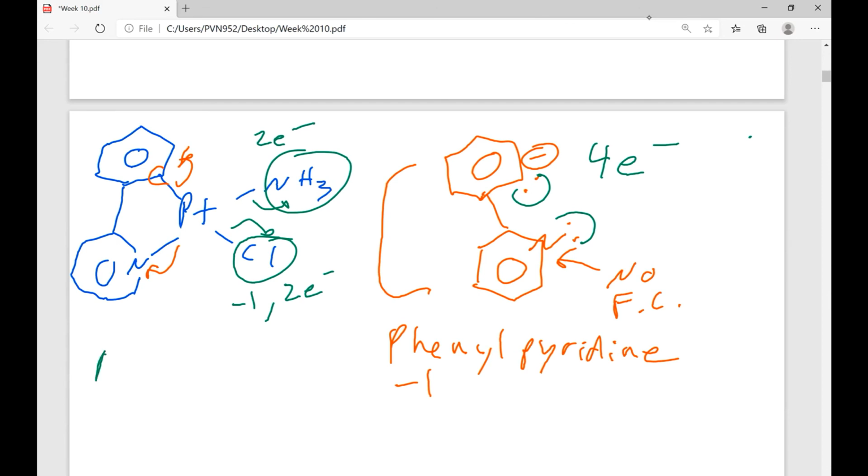So we end up having platinum 2, and platinum 2 has 8 d electrons, and then if we count the electrons donated from the ligands, there's 2, 4, 6, 8. So there's 8 electrons from the ligand. So this ends up being a 16 electron complex.